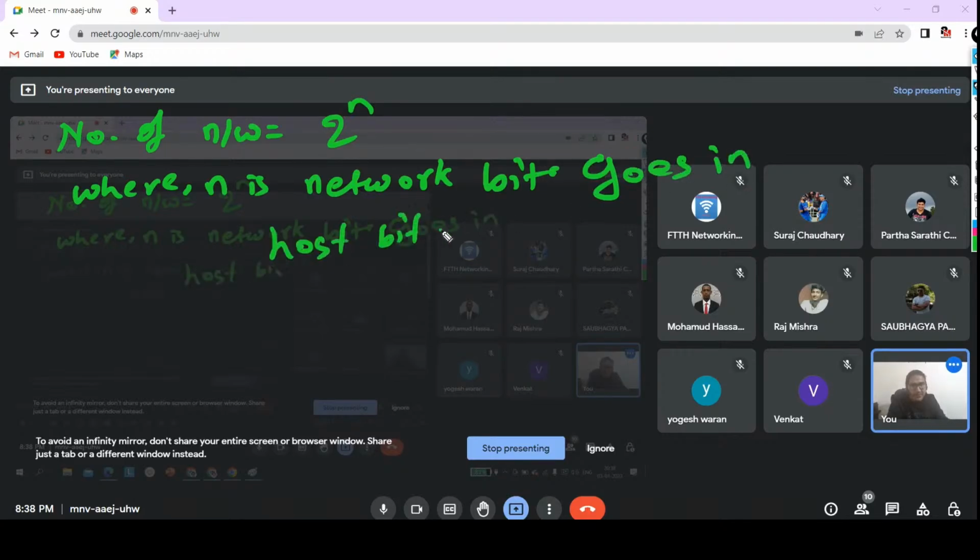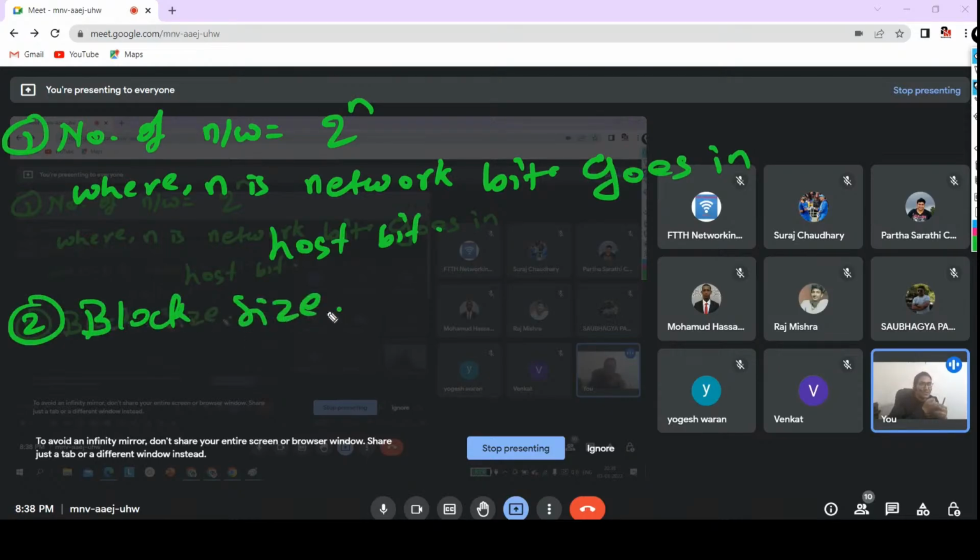The second formula is block size. Subnetting is a process of dividing a large network into multiple ones. Suppose with the help of subnetting you divide a network into two parts, that means there will be two network IDs and two broadcast IDs. As we discussed in yesterday's class, from every network two addresses are reserved: the first address for the network ID and the last IP address for the broadcast ID.